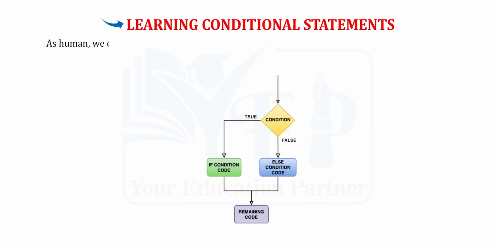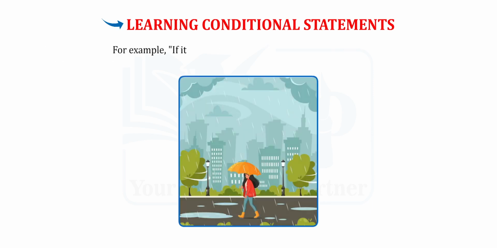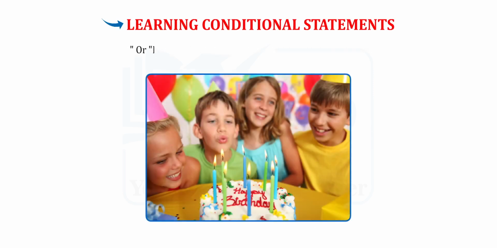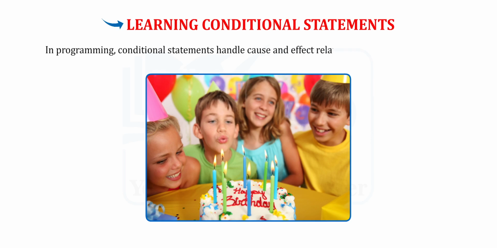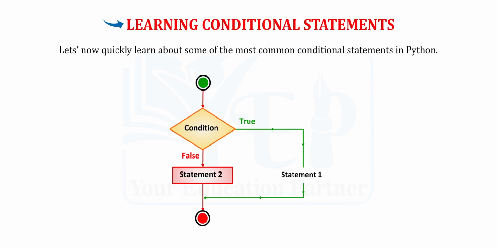As humans, we can think about situations and make decisions based on what we observe or know to be true or false. For example, if it is raining out, then we will have to stay inside. Or if it is my birthday, then I can have a birthday cake. In programming, conditional statements handle cause and effect relationships: if this, then that. Let's now quickly learn about some of the most common conditional statements in Python.